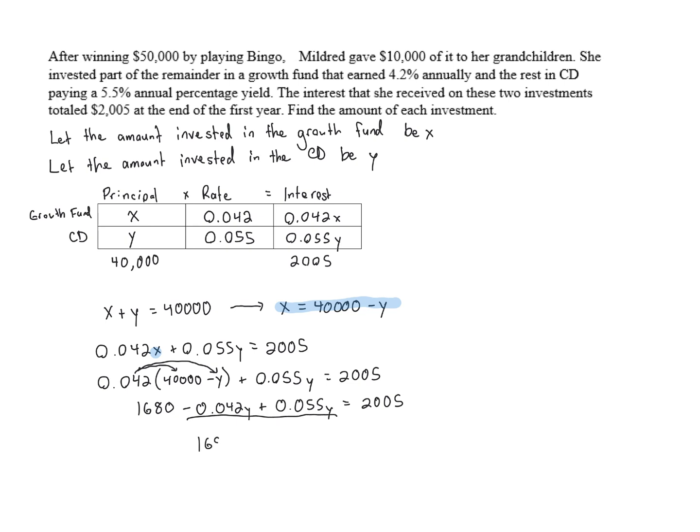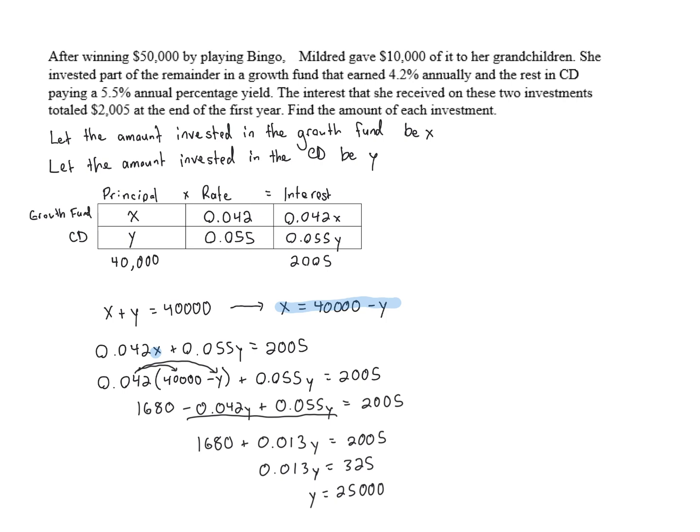Next, we can combine like terms here. We still have the 1,680 out front. What do we get when we combine the two y terms? When we combine those coefficients, we end up with a positive 0.013y, still equal to 2005. If we subtract 1,680 from both sides, that leaves us with 0.013y equals 325. And then if we divide both sides by 0.013, we end up with y equals 25,000.